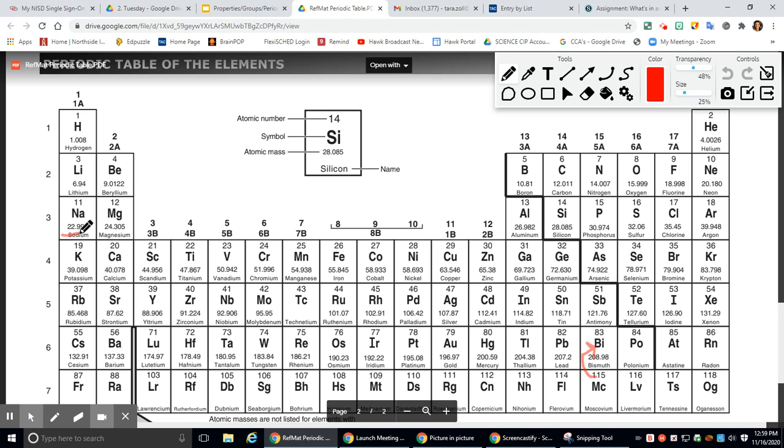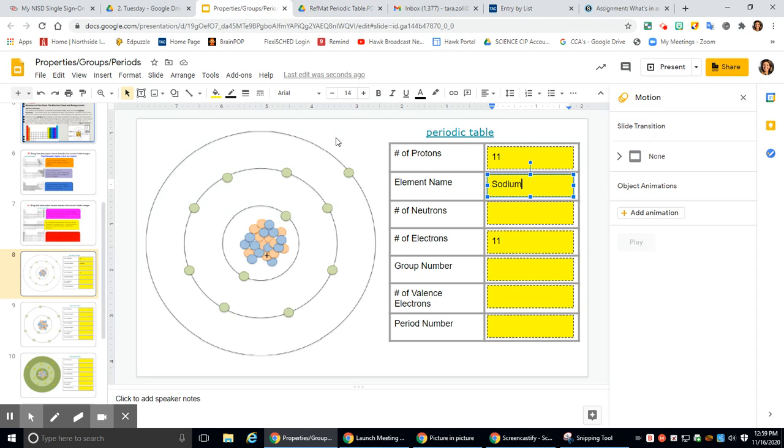So here's sodium. I want to find how many neutrons, so I want to take that mass number and subtract my atomic number. So 23 subtract 11 will give me 12 neutrons. So I can go back to my periodic table, and my number of neutrons is 12.